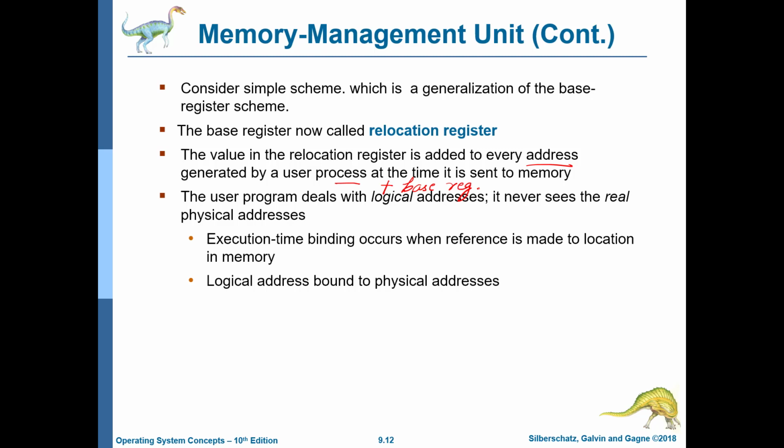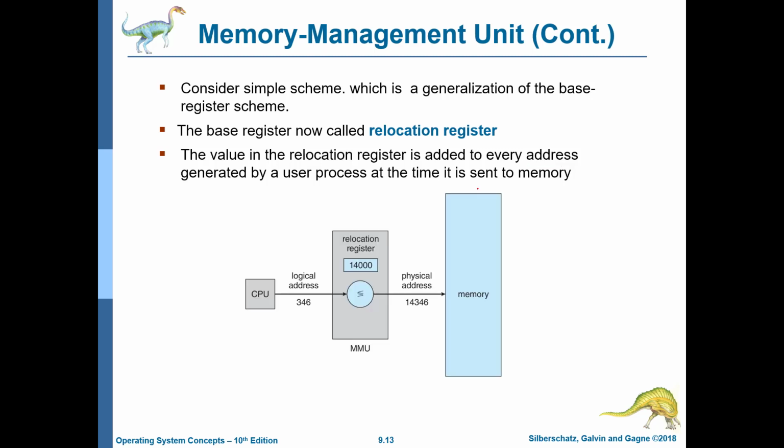Execution time binding will occur, where the real address will be generated at the time of execution. So what are we doing? As a part of this scheme, the logical address will be added to the relocation register, and then the physical address will be the relocation register's contents plus 346, which in this case was the logical address.